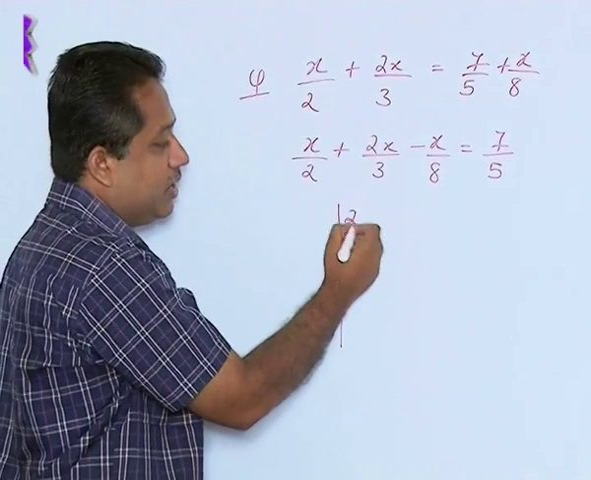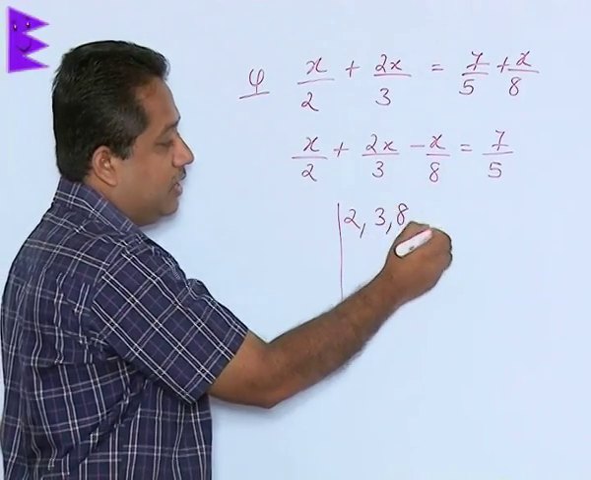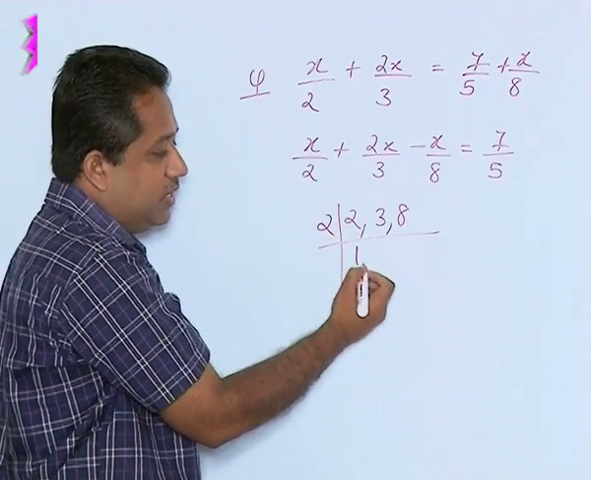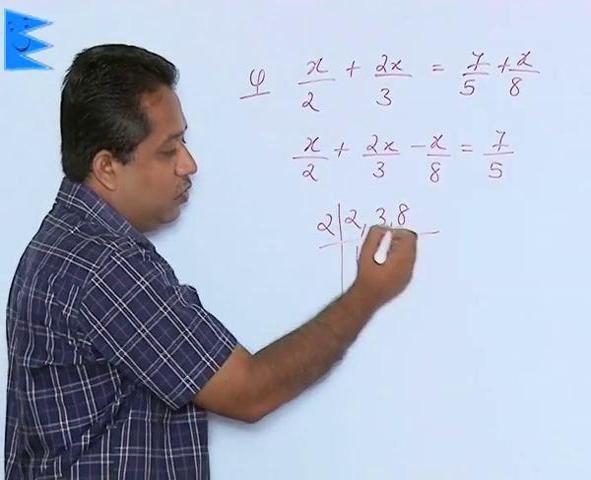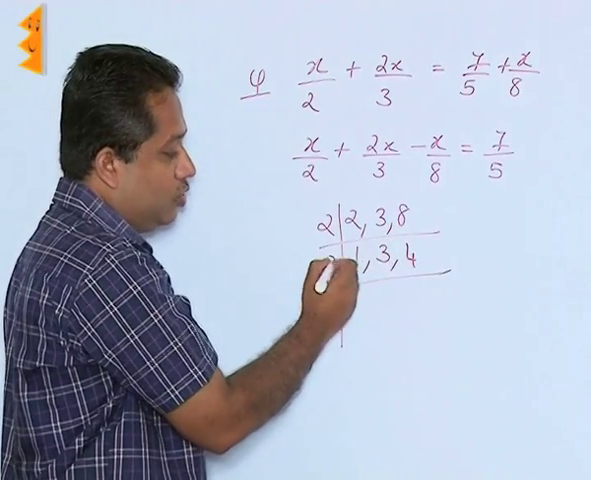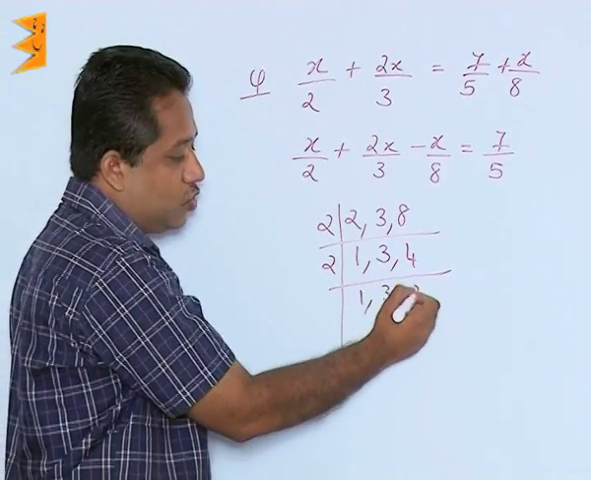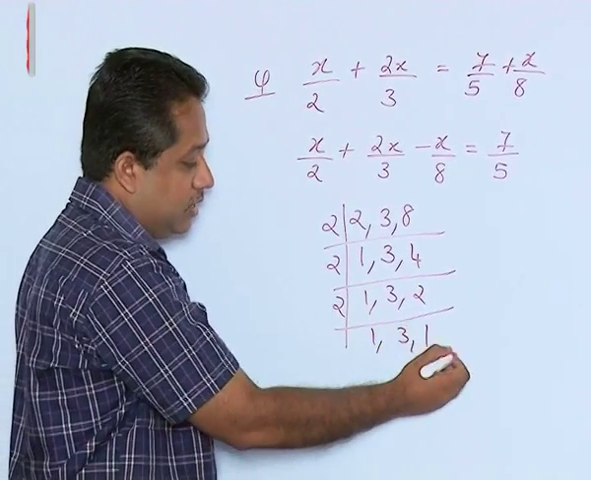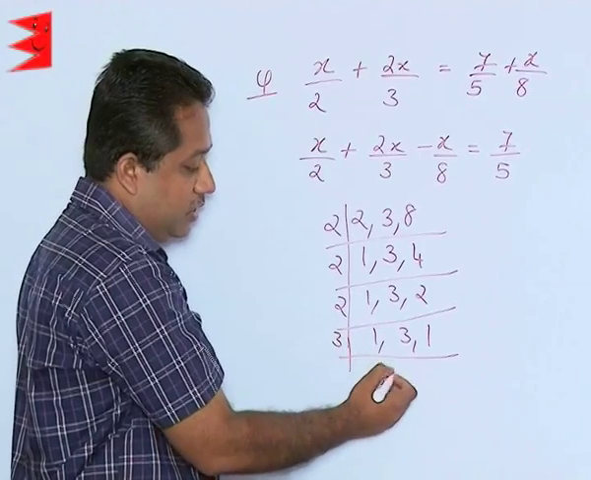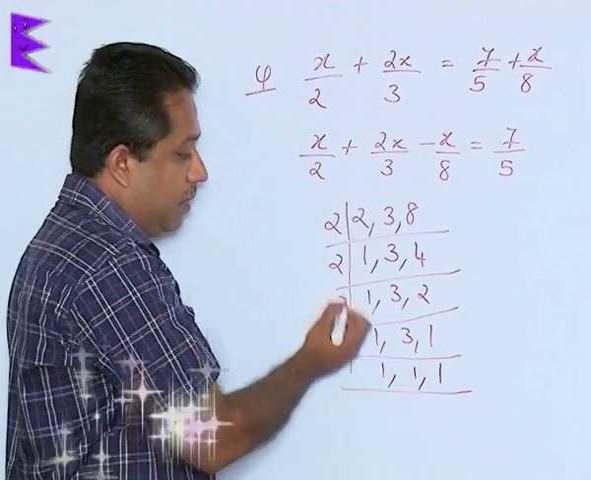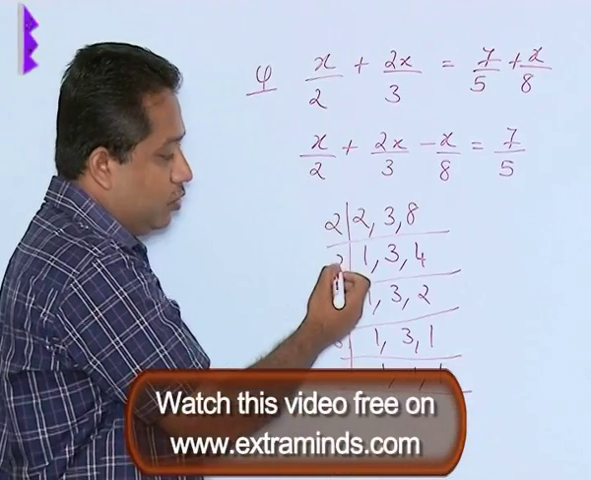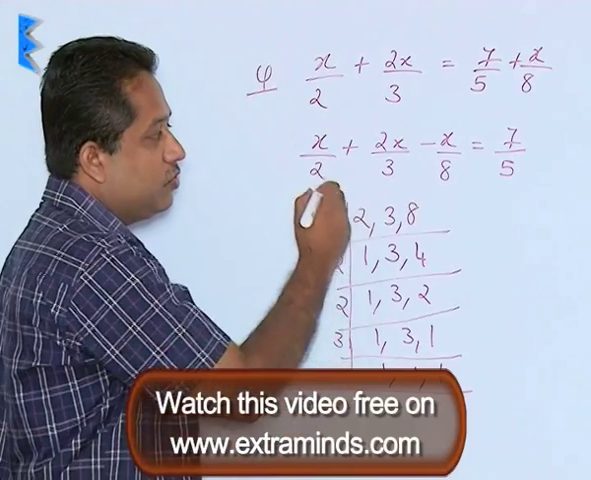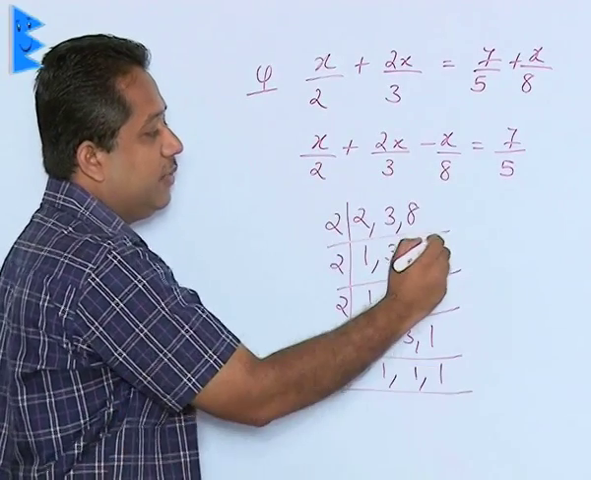So, taking the LCM here of 2, 3 and 8, starting with the lowest prime number, that is 2, 2 goes once, this is 3, 2 goes 4 times, again with 2, this is 1, 3 and 2, again we will do with 2, so this is going to be 1, 3 and 1, and finally 3, 1 and 1. Multiply all this, we get 2 into 2 is 4, 4 into 2 is 8, 8 into 3 is 24. So, the LCM of these 3 terms is 24.